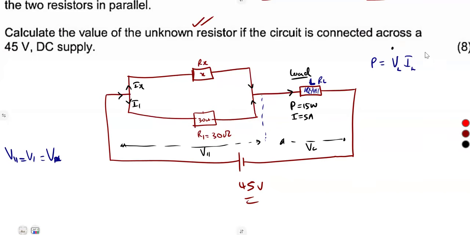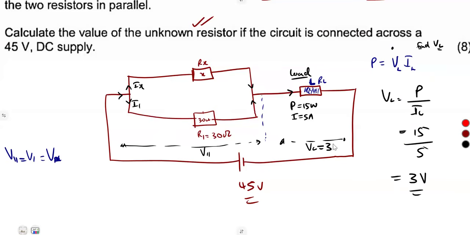So let us find VL, the one across the load. VL is going to be power divided by current. We have the power 15, the current is 5. So that is going to give us 3 volts. Meaning the voltage across here is 3 volts.